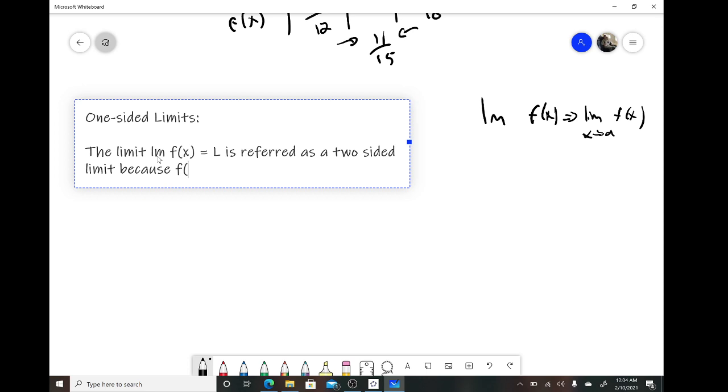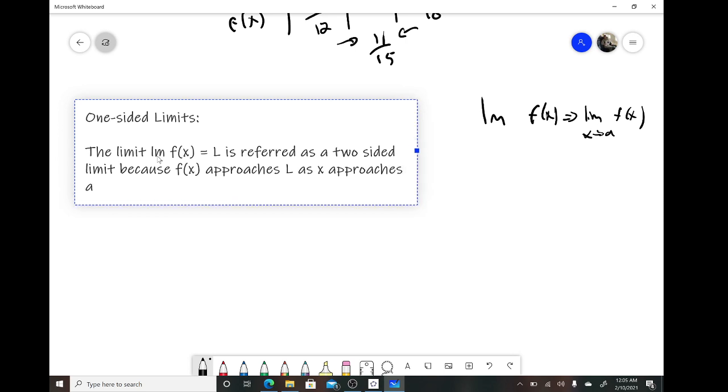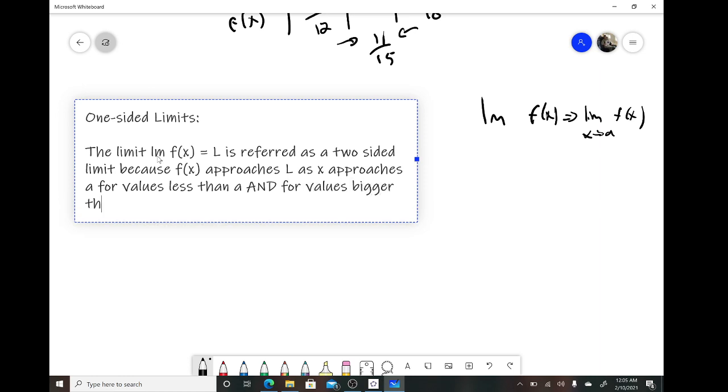because f of x approaches L as x approaches a for values less than a, and this is important, and for values bigger than a. X values bigger than a.